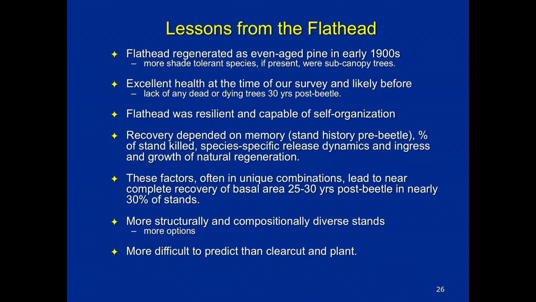So, the lessons from the Flathead. It originally regenerated as even-aged pine in the 1900s, and it was very much a pine forest. Then when it was about 70 years old, it got hit by the epidemic. It was a really healthy stand, with very little disease or anything like that in it. It was in excellent health at the time of our survey, and we assumed it was in excellent health when it got hit by the epidemic.